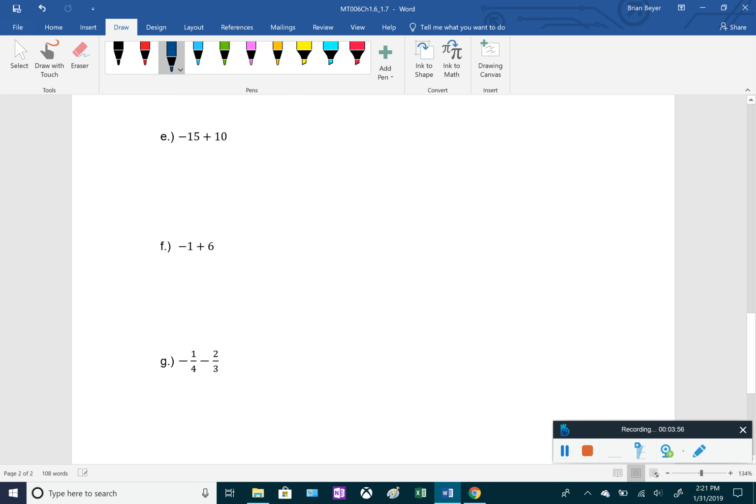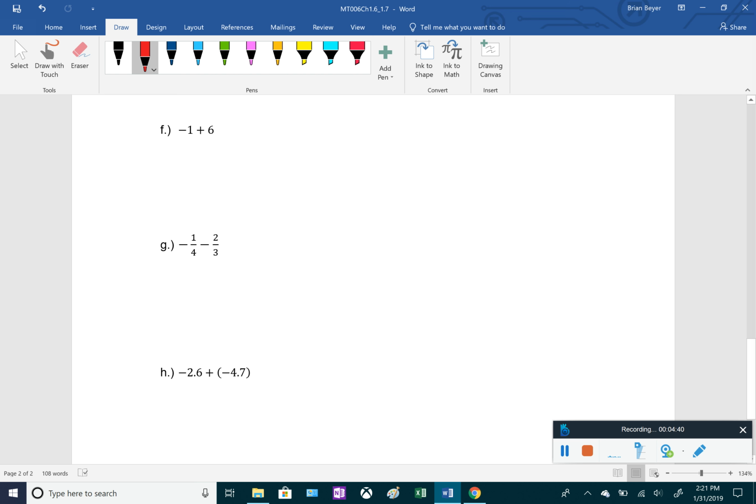Next one, -15 plus 10. If we have -15 on the number line, we're adding 10. That means we're going to the right 10 units: 2, 3, 4, 5, 6, 7, 8, 9, 10. That's going to put us at -5. Oops, I forgot the negative sign. So that'll be -5. Or you can think about it as 10 minus 15. Same thing.